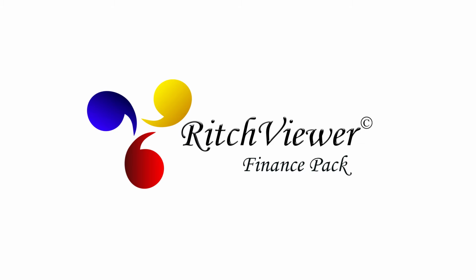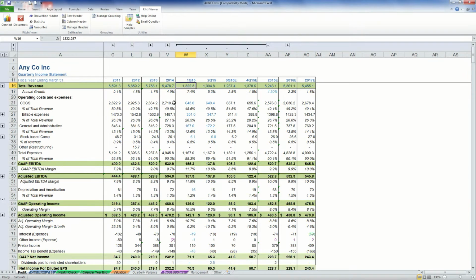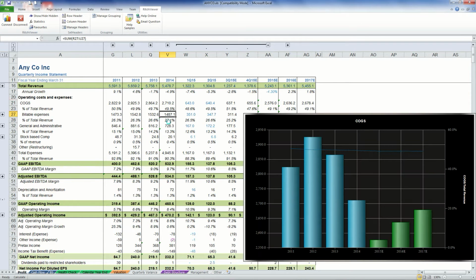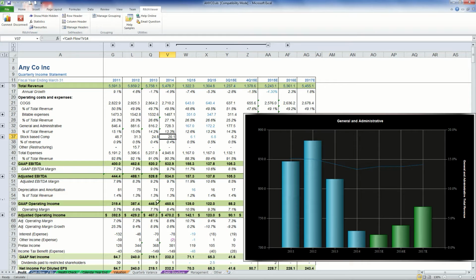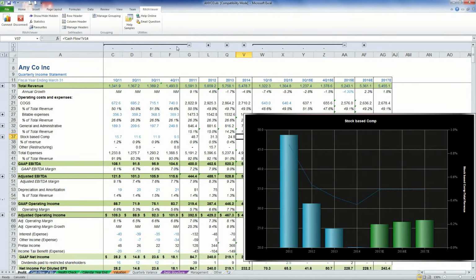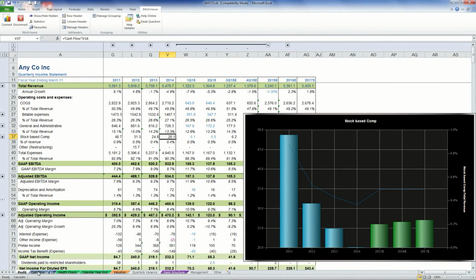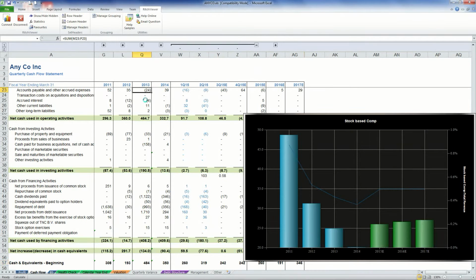Hi, today I would like to talk to you about RitchViewer in the context of the finance industry. The style of the spreadsheet you are viewing is typical of an analyst model within an investment bank. As I move through the spreadsheet and discuss some of the features, I would like you to think about your own financial statement maintenance and financial statement analysis.